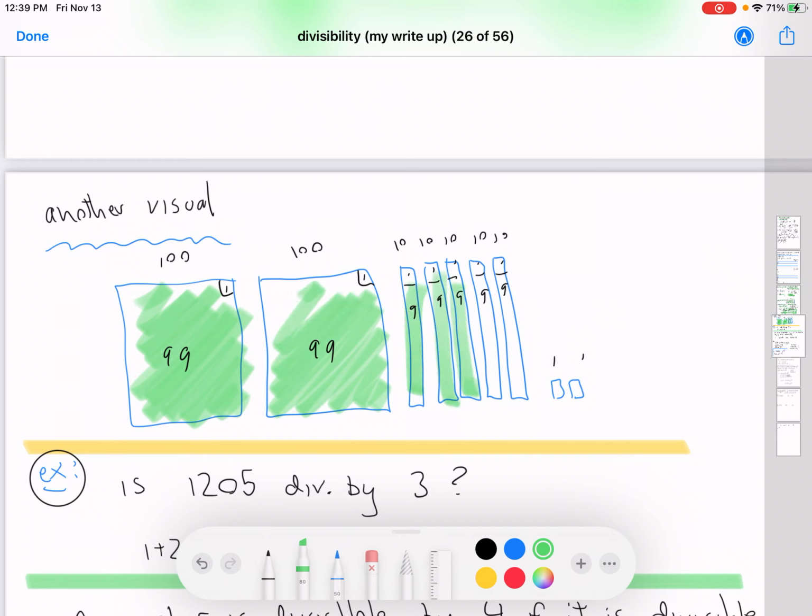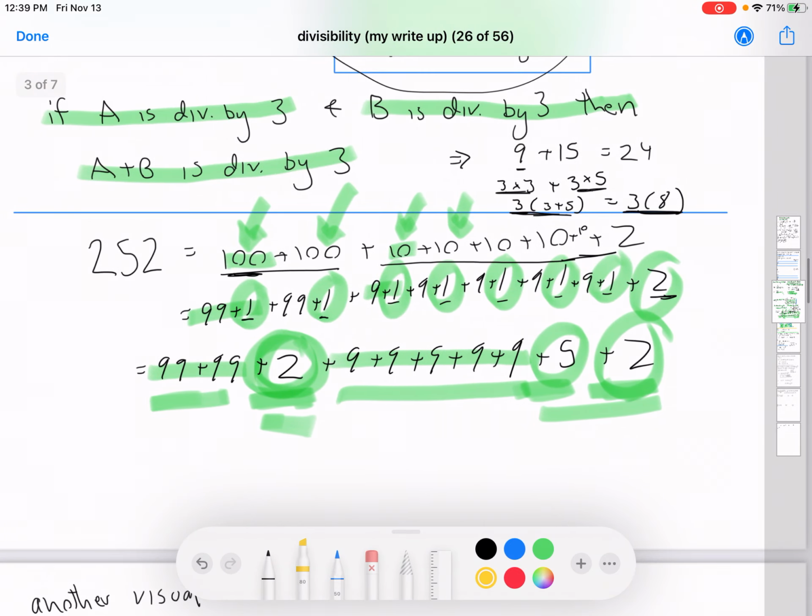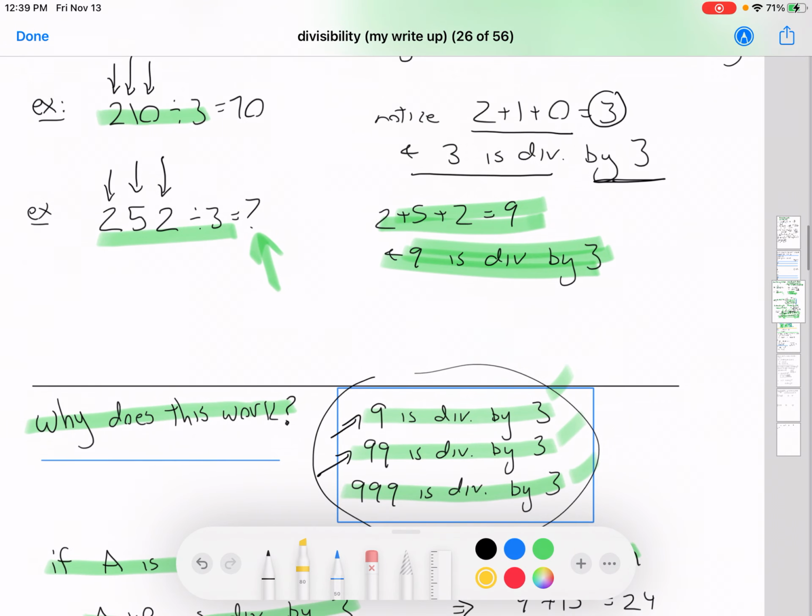And so all we have to see is if 3 will divide into the remaining 1, 1, 1, 1, 1, 1, 1, and 1. So for every 100, we take 1. For every 10, we take 1, which really means we just add up, right? What was the rule? Add the 2 plus the 5 plus the 2.